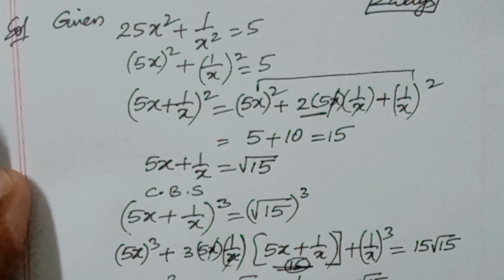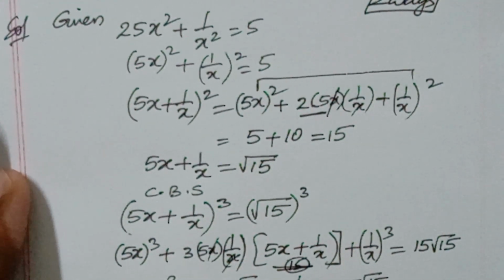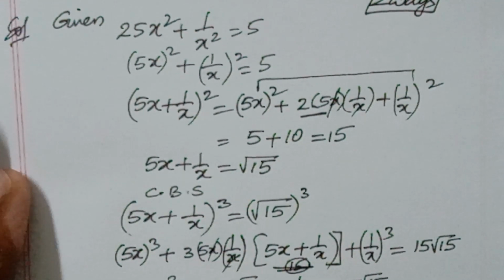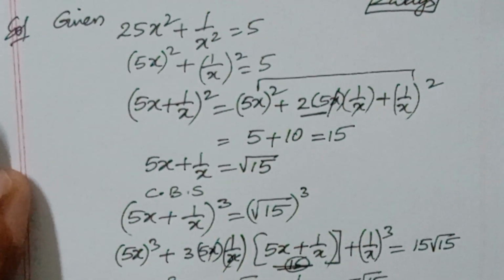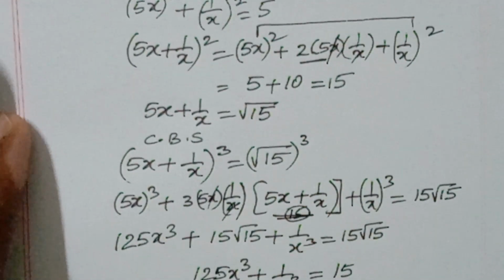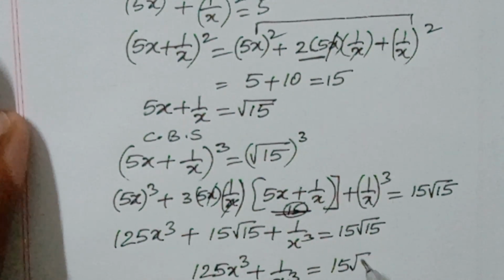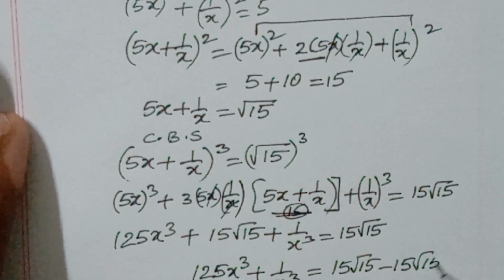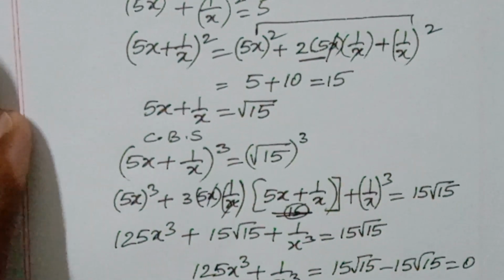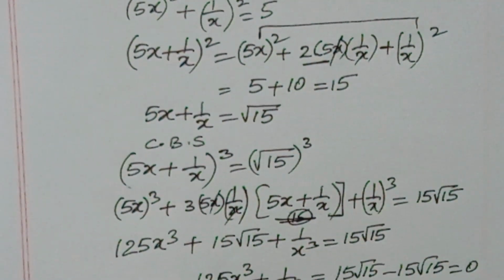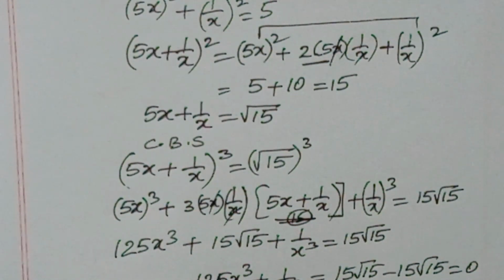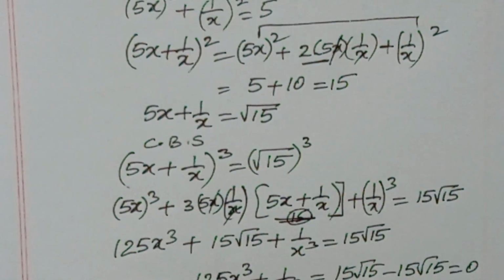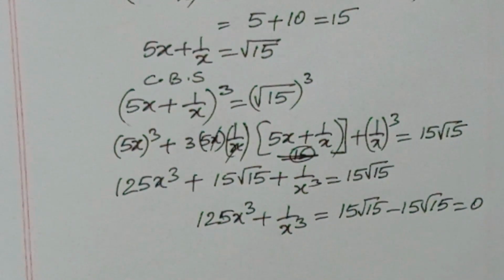So 5x cube means here 125x cube. 125x cube plus 1 by x cube is equal to 15 root 15 minus 15 root 15. You are getting 0. So this is the first method. If you go to the second method, it is very easy.